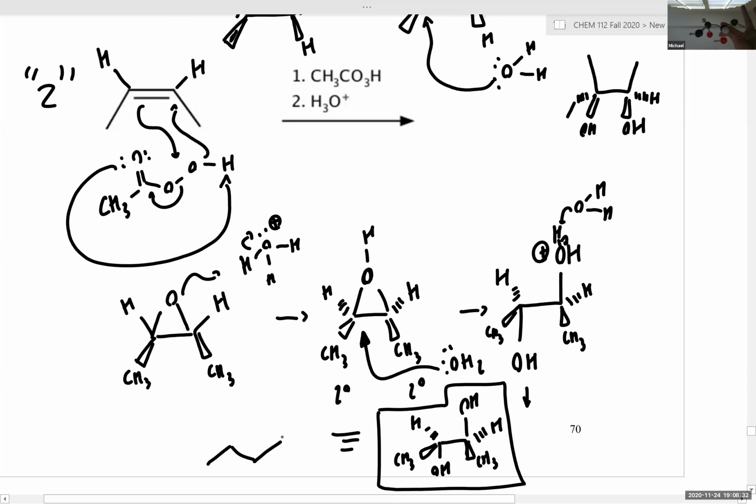Let's look now, starting off on the left. Looking at this structure, on the left, what group is pointing towards us currently? The hydrogen, yep. So we draw the hydrogen, and then our alcohol is pointing away from us. Okay, on the right, what group is pointing towards us? The hydrogen once again, and the alcohol is pointing away from us.